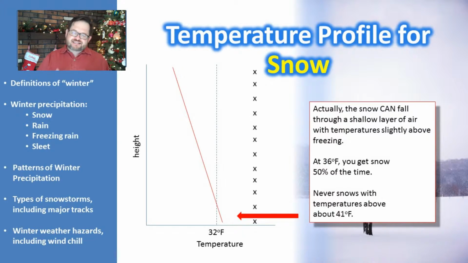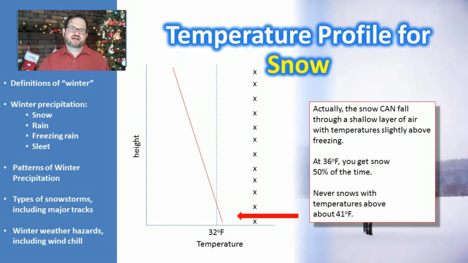Now, in practice, there's a little bit of wiggle room here. You could have a small layer near the surface where the temperature is slightly above freezing, and you can still get snow. It probably will melt once it's on the ground, but you will still have wintry weather conditions where snow is falling. In fact, half of the time when the air at the surface is 36, there's precipitation, half of that time that precipitation will be snow. Although it never snows if the temperature at the surface is greater than about 41.